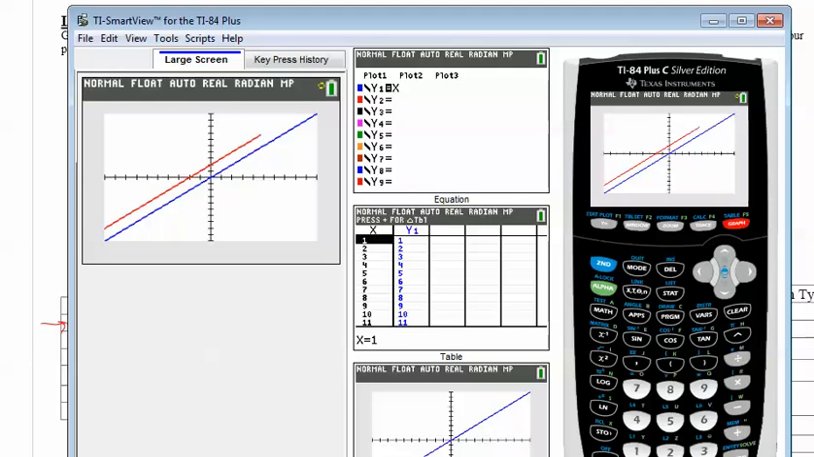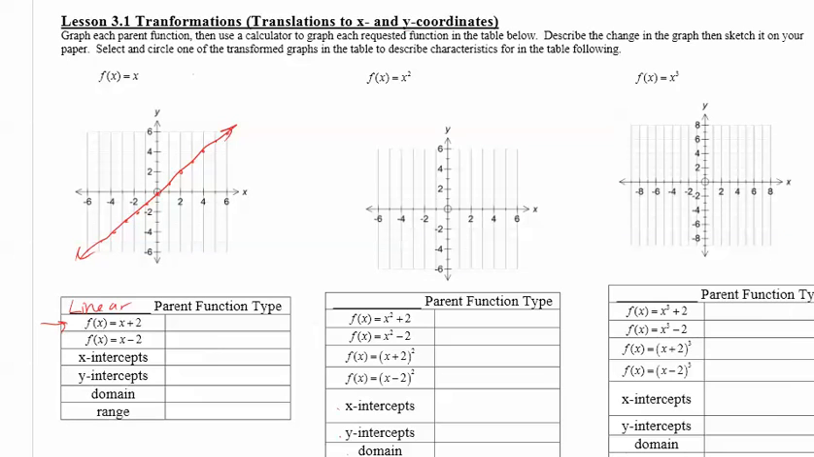The transformed function is graphed above it. So it looks like it's up 2 above the axis. Okay, so for this description, here I'm going to write: when you add 2 to the parent function, it shifts up by 2.